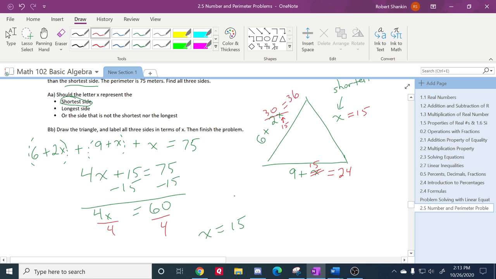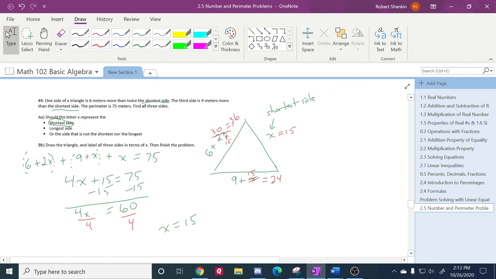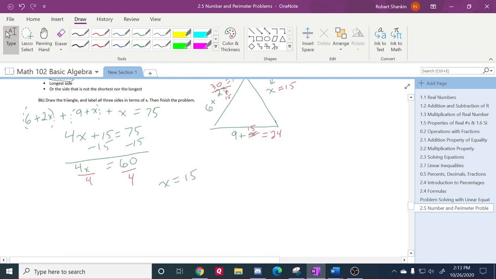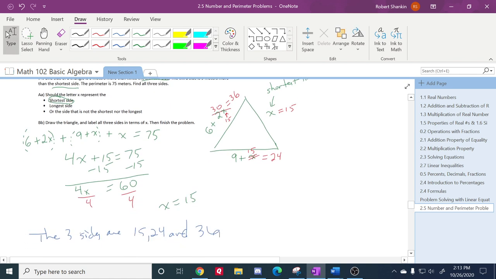And then I'd say my 3 sides are, I'll go from smallest to largest. The 3 sides are 15, 24, and 36 meters long.